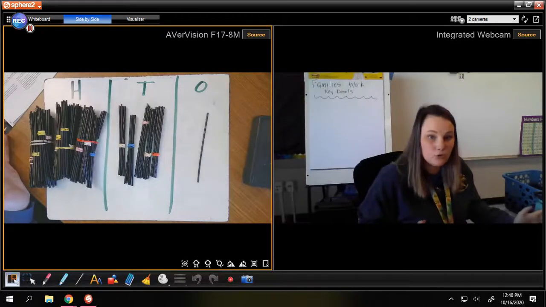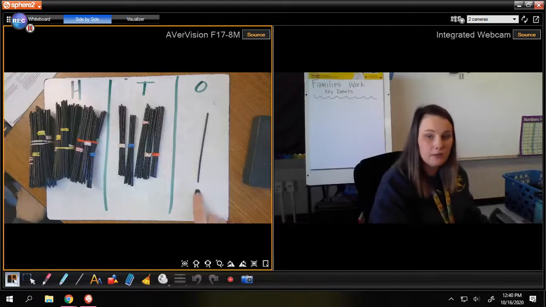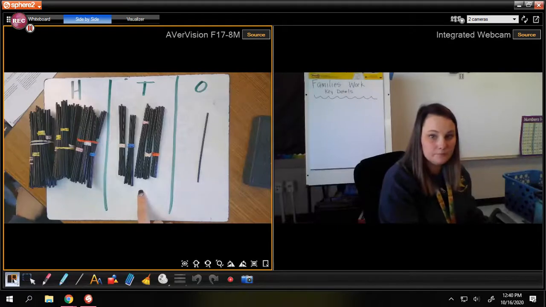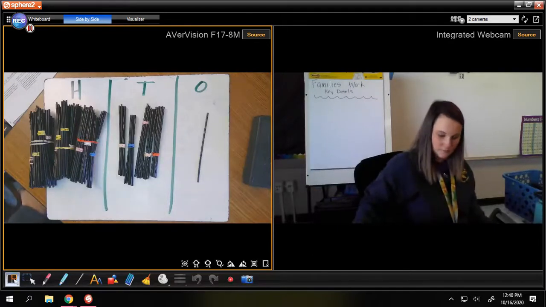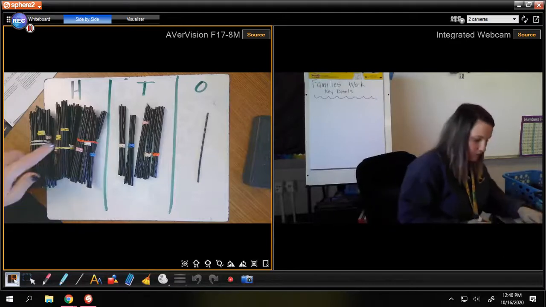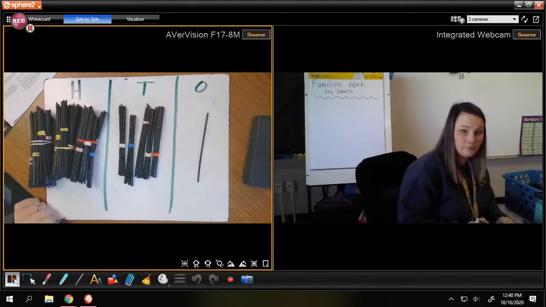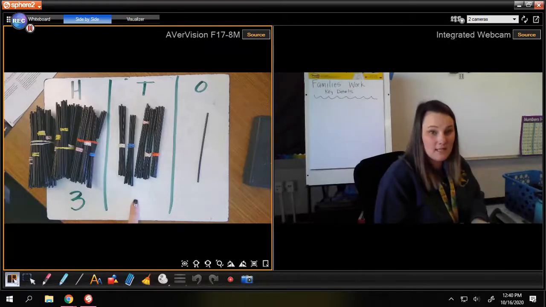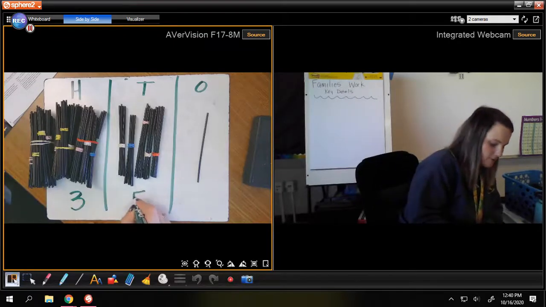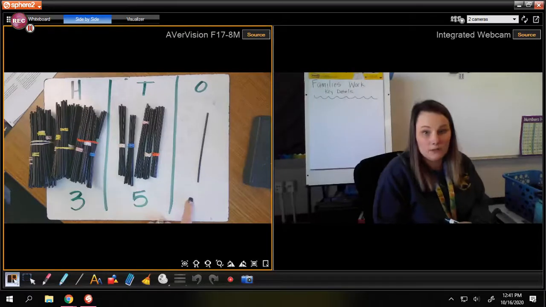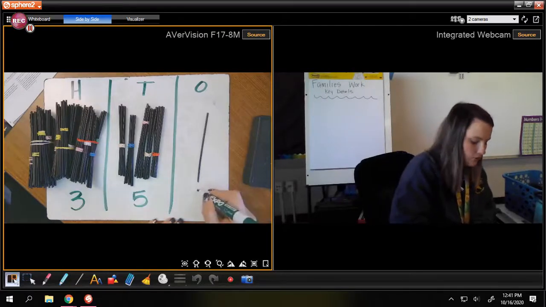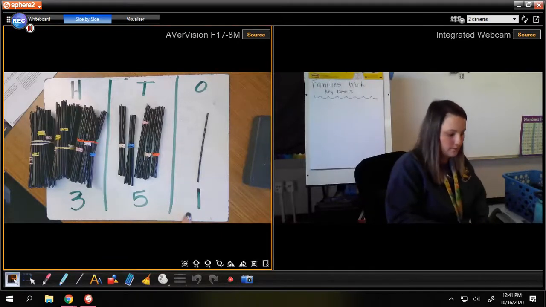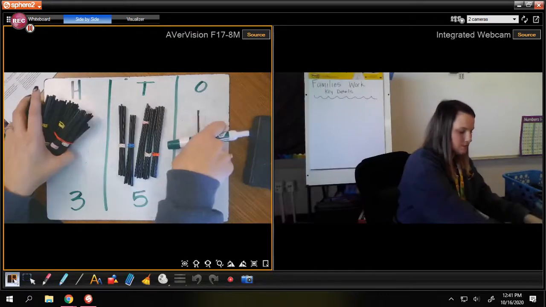And then we have 3 100s. Can we bundle any groups? Looking at our smallest one, can we bundle anything? Nope. Do we need to bundle anything here? Nope, there's not 10. So I'm going to write it out. So we have, how many hundreds do we have? 300. How many tens? 5 tens. How many ones? 1 one. So let's say this number together. 351.